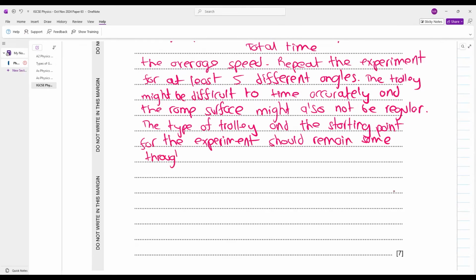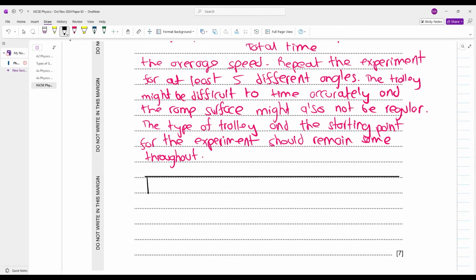Lastly, you have to draw a table. बेटा अब आपने टेबल ड्रॉ करना है. How will you draw a table? Easy peasy. टेबल में आप क्या क्या ड्रॉ कर दोगे बच्चे? You will say angle slash degrees. Then you will have distance slash meters. Then you will have time slash seconds. Then you will have average speed slash meters per second.